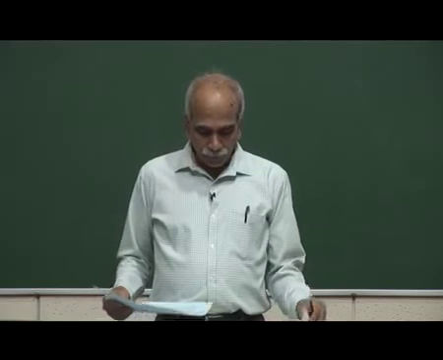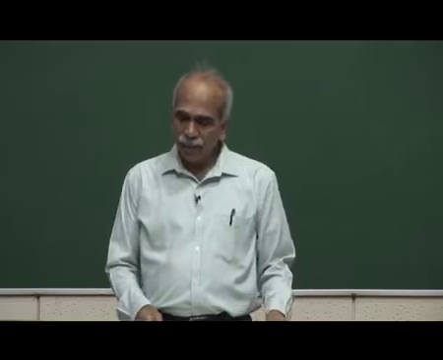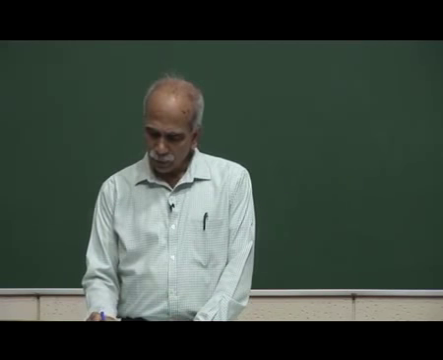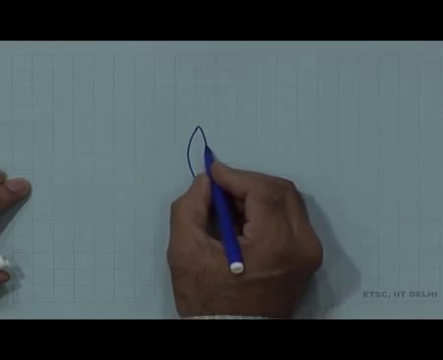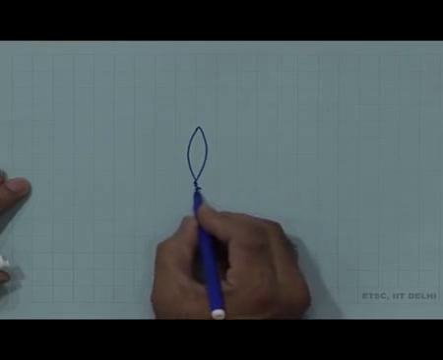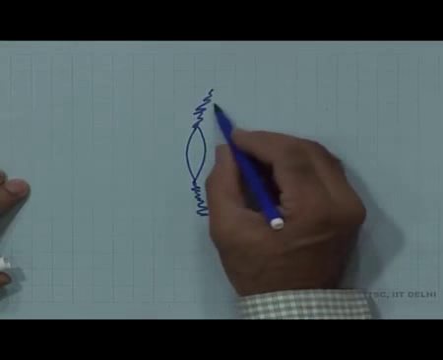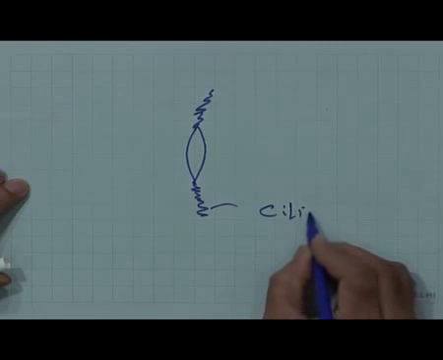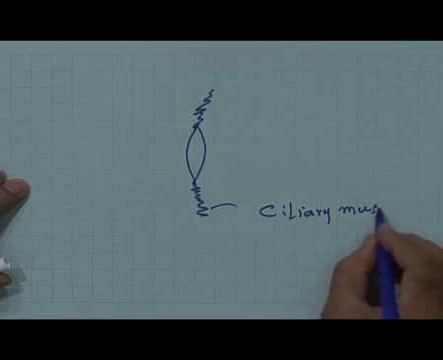Now, first, as I mentioned, the eye lens, so let me draw it here and show. The eye lens is attached or linked to the ciliary muscles. So, these are called the ciliary muscles.